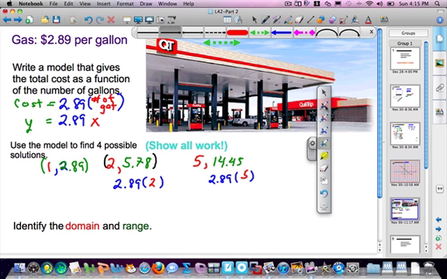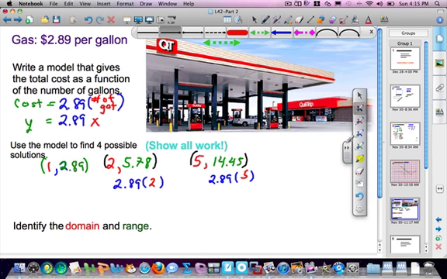So you can see we can find the solutions using a data table, or we can set up ordered pairs. X value first, y value second. The final set of possibilities will be 10 gallons of gas. So 10 gallons of gas is going to be $28.90.